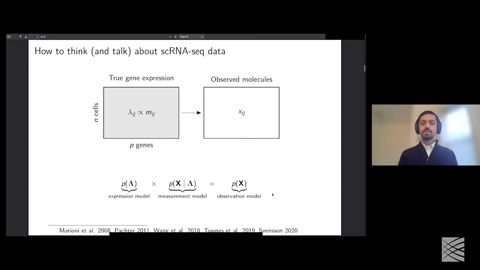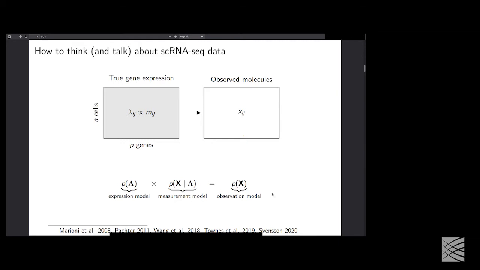We think this is a really helpful way of thinking about models, because it makes explicit what we are assuming about biology in the expression model and what we are assuming about the experiment in the measurement model. And this is really important because many papers that have been written up to this point, many papers that are just recently published, continue to focus on just the observation model. We just write down a complicated model that describes how the counts were generated without explicitly saying what was biology and what was the experiment or the measurement error.